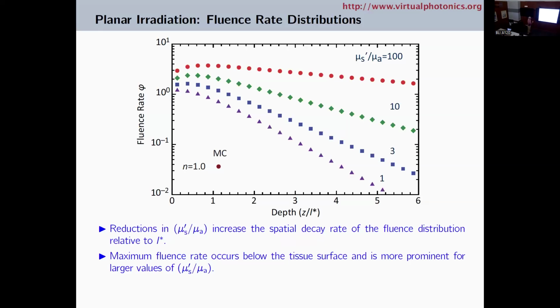And then I looked at media of various relative amounts of scattering to absorption. So the red dots here are very, very highly scattering media where reduced scattering exceeds absorption by a factor of 100, and then more moderately scattering 10, 3, and then fairly highly absorbing down to 1. And then here I'm looking at a refractive index matched situation where you have index matching at the surface, okay?